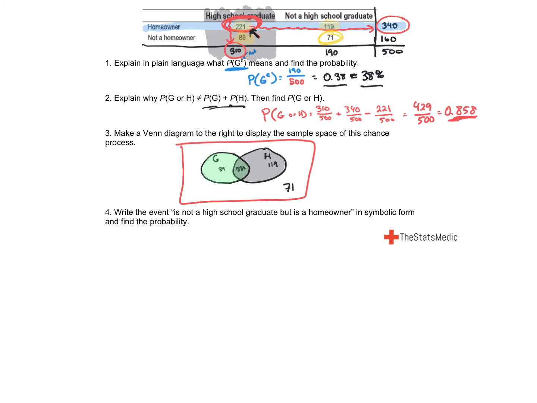All right, write the event is not a high school graduate, but is a homeowner in symbolic form, and then find its probability. All right, here we go. Is not a high school graduate. So I'm thinking high school graduate complement. But is a homeowner. So that would be and, or what we call intersection. So I would use this sign, or I would use the term and. It doesn't matter which one we want to use right now. So if you want to use the symbol or you want to use the words. And is a homeowner, okay, in symbolic form. That's really it right here.